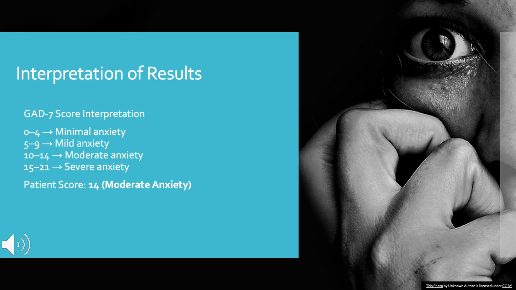A total score of 14 falls within the moderate anxiety category. Moderate anxiety suggests clinically significant symptoms that may interfere with daily functioning, particularly in areas such as school performance, sleep, and social interactions. At this level, further evaluation and treatment are generally recommended.